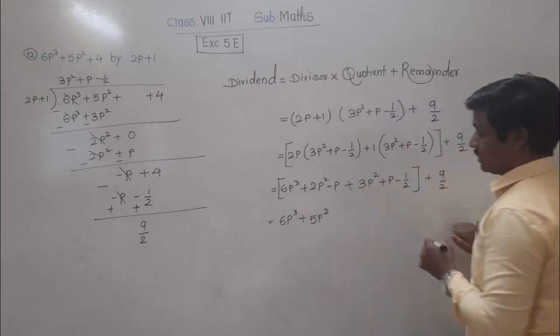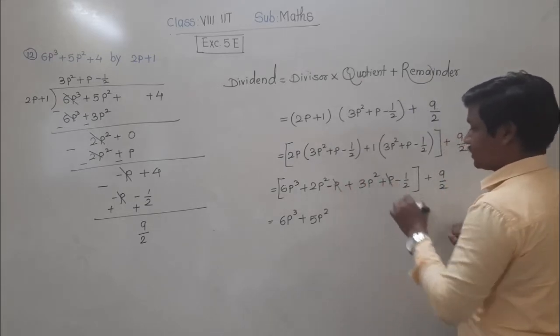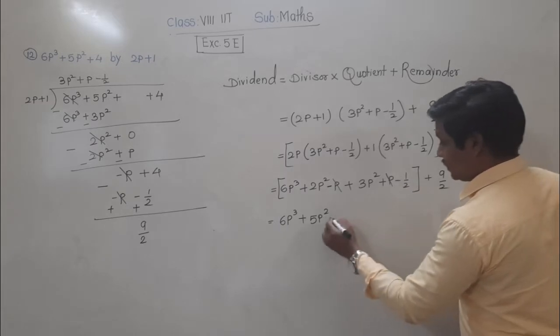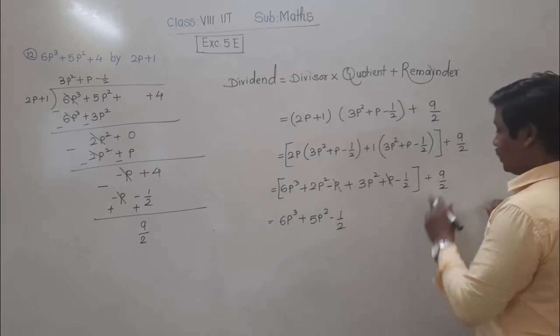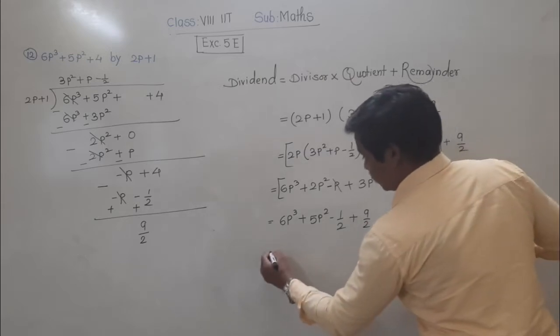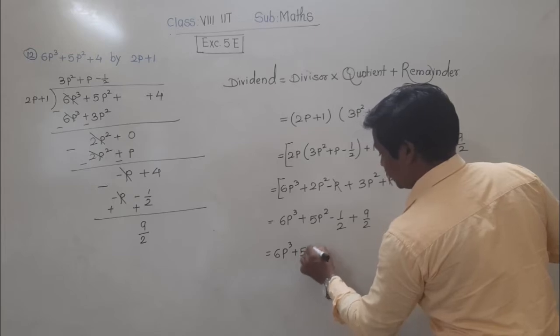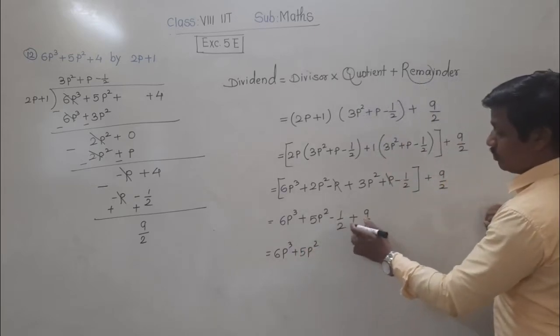5p square. Correct? Minus p and plus p, they are opposite to each other. It will get cancelled. Okay. And remain here minus 1 by 2. In this, let us add 9 by 2. Now see, 6p cube plus 5p square minus 1 by 2 plus 9 by 2.